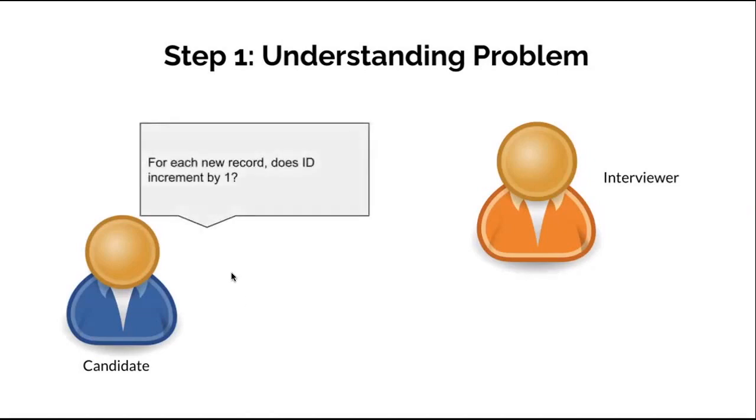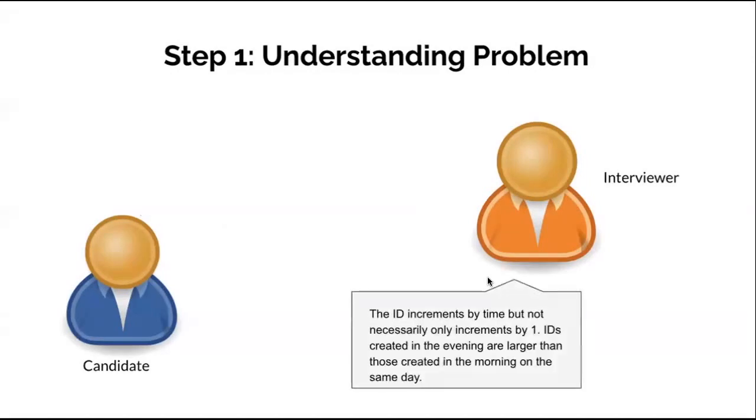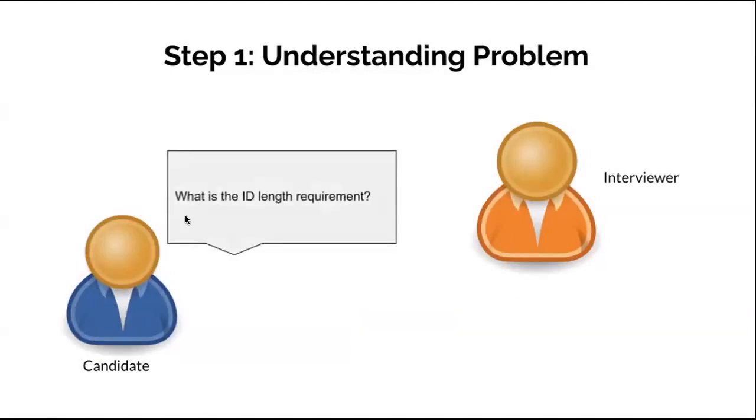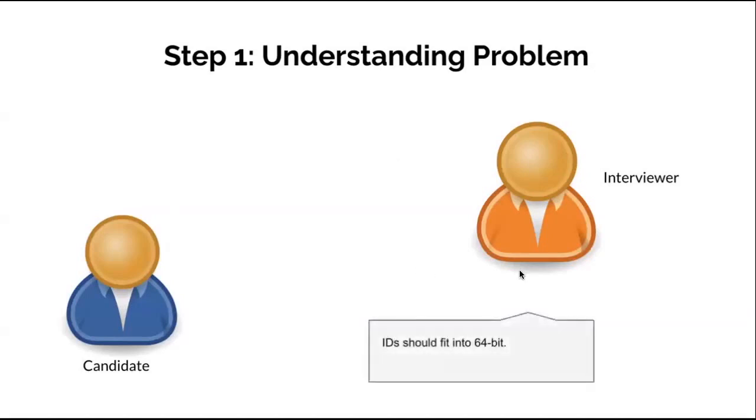Candidate asks, for each new record, does the ID increment by one? Interviewer: The ID increments by time, but not necessarily only by one. IDs created in the evening are larger than those created in the morning on the same day. Candidate: Do IDs only contain numerical values? Interviewer: Yes, that's correct. Candidate: What is the ID length requirement? Interviewer: IDs should fit into 64 bits.